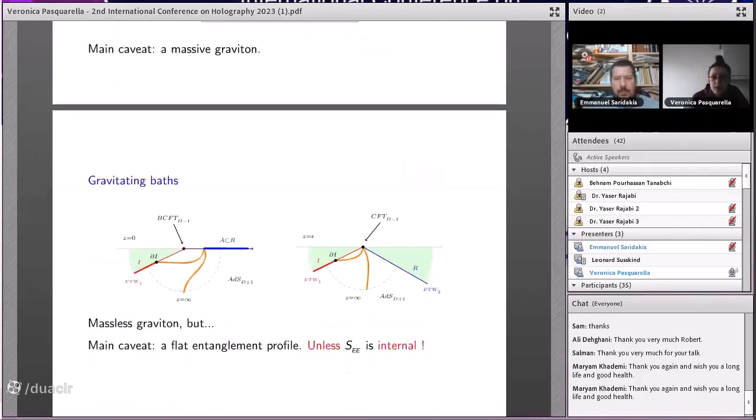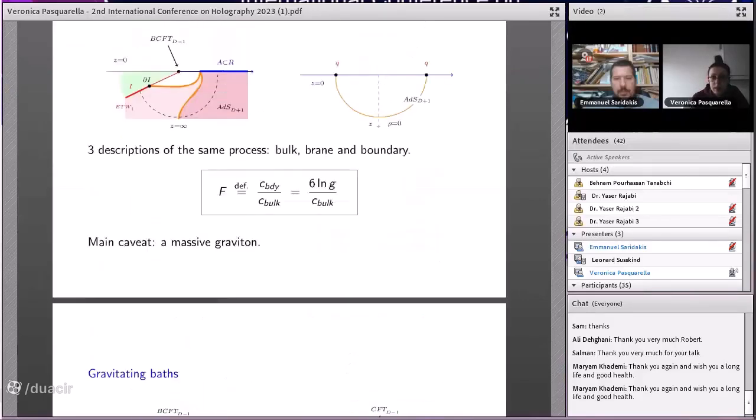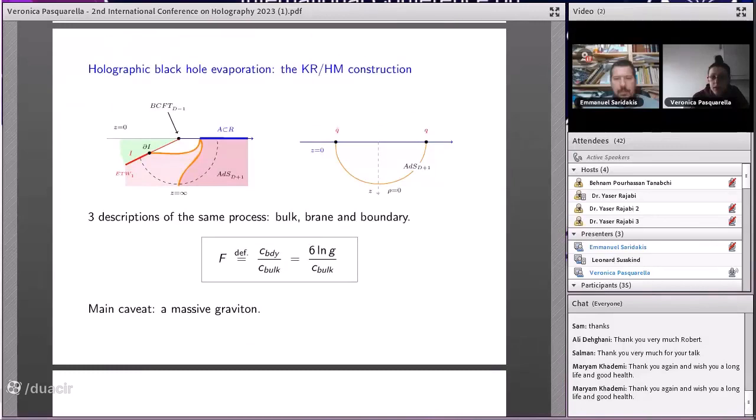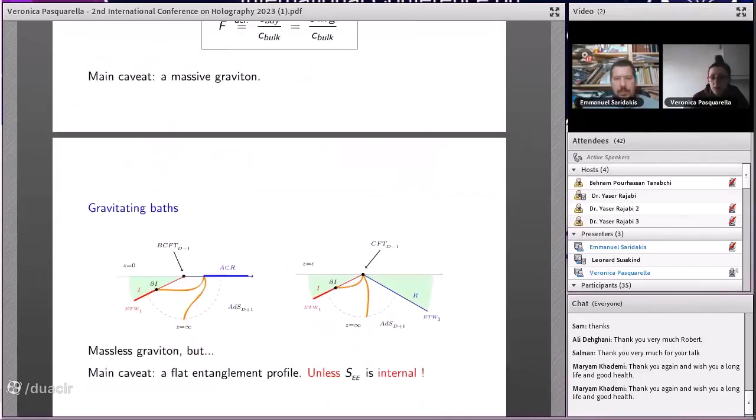So that setup, which was the original one, where the bath is non-gravitating, is placed at the conformal boundary with z equal to 0. Now, the main issue of this one, which is the first formulation of the island in a holographic setup, is that the graviton was massive. So to avoid this, you need to resort to introducing a gravitating bath instead.